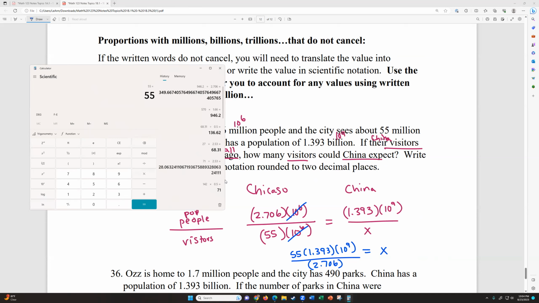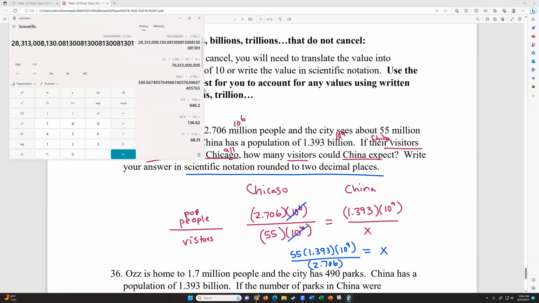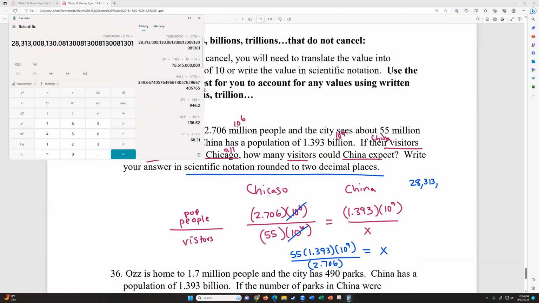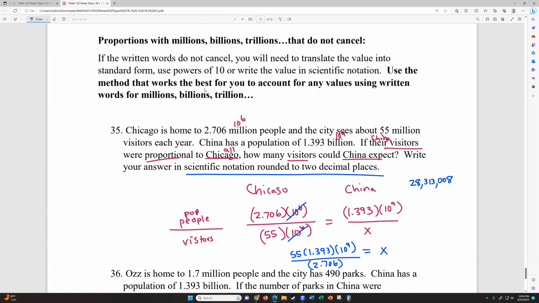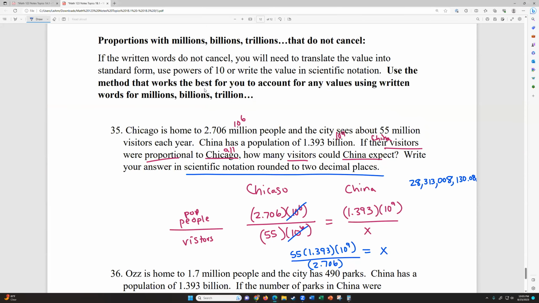So 55 times 1.393 times 10, use my exponent button to the 9th. That is a huge number, and then I'm going to divide that by 2.706. Now, they want us to write our final answer in scientific notation rounded to 2 decimal places. So I'm going to write out what I have, and then we're going to adjust it. So 28,313,030.08. And I know it keeps going, but that should be plenty.